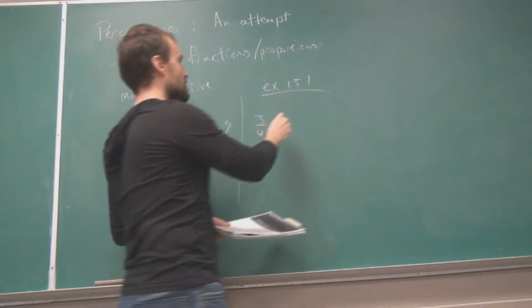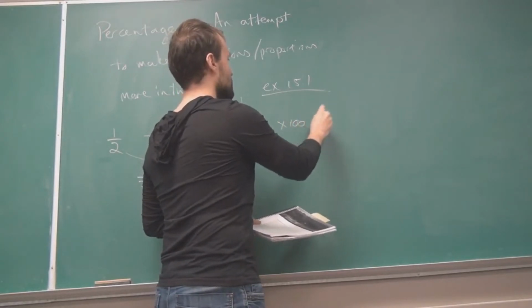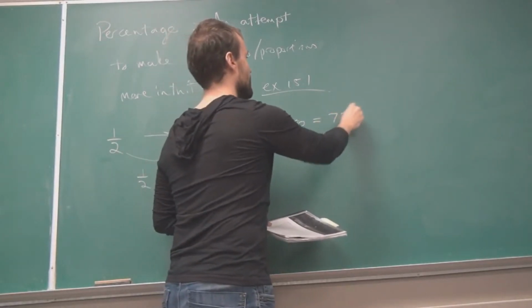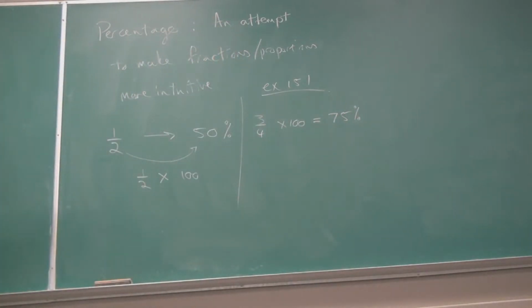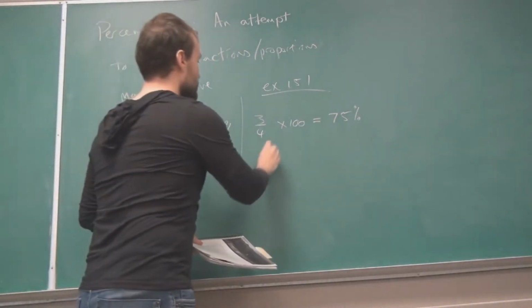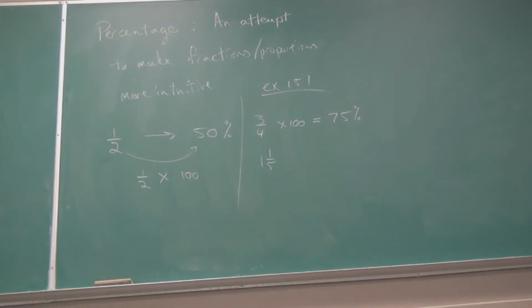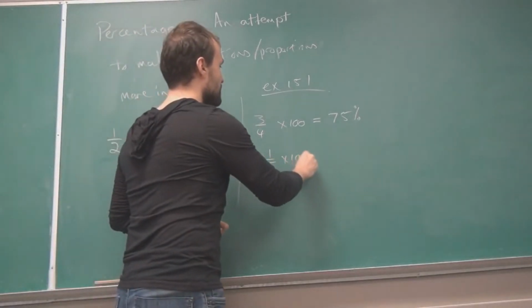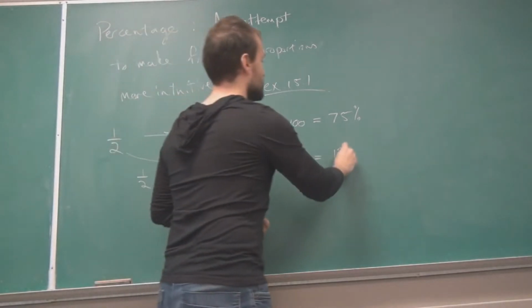3/4 corresponds to what percentage? Well, multiplied by 100. What do I get? 75%. 1 1/5. Oh, there's a markup, 1 1/5. Doesn't sound very intuitive. Doesn't sound very natural. Multiplied by 100. What do I get? 120.